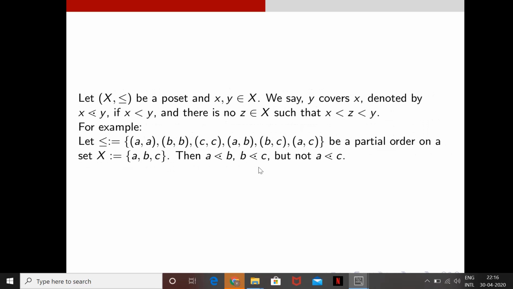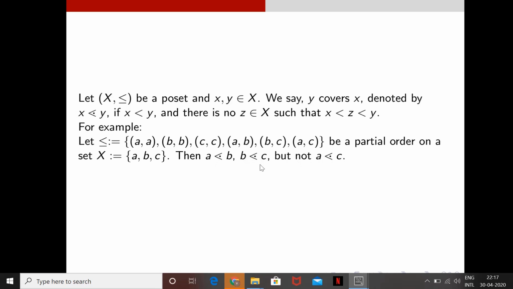Now let (X, ≤) be a poset, and x, y belonging to X. We say y covers x, denoted by this notation, if x < y and there is no z belonging to X such that x < z and z < y. For example, let {(a,a), (b,b), (c,c), (a,b), (b,c), (a,c)} be a partial order on a set X = {a, b, c}. Then b covers a and c covers b, but c does not cover a.